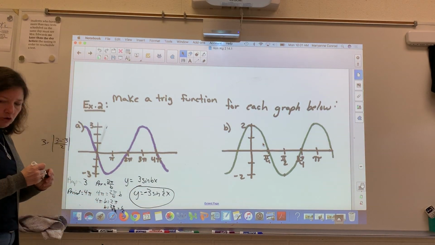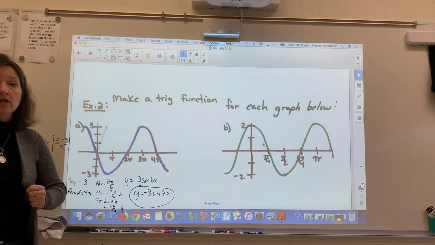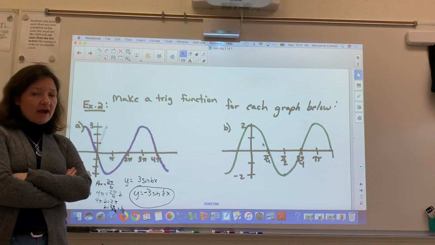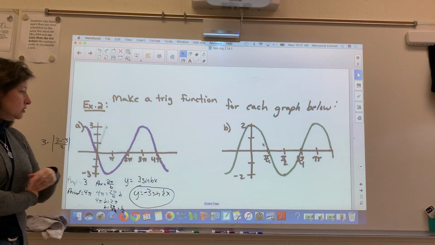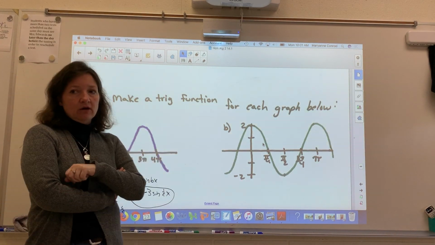Good. Now your book does not do a lot of these where you're given a graph and you make the equation. But I will tell you that I will, on the quiz and on the test, give you a graph where you have to make the equation. So make sure you've copied this down in your notes so you have it to study. We'll do that one on the next lesson.